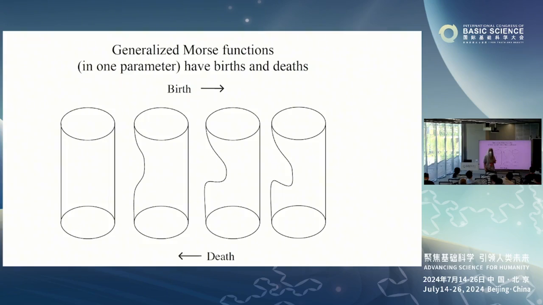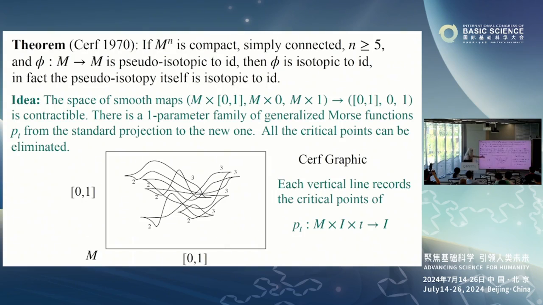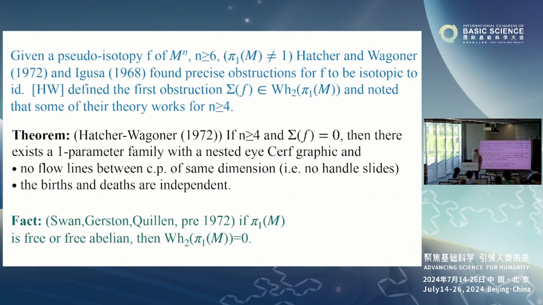So a generalized Morse function is simply Morse functions, but now we have one-parameter families, so we allow for births and deaths. That's what it is. You can see this in the picture, these cusps here. Those are the various births. So okay, that's simply the Cerf graphic.